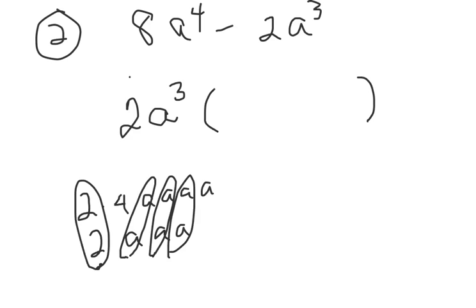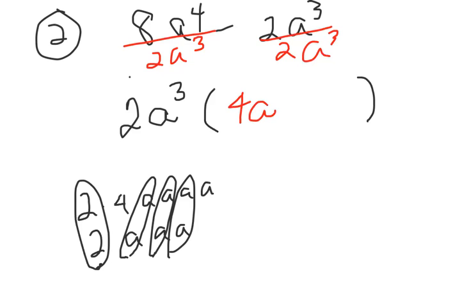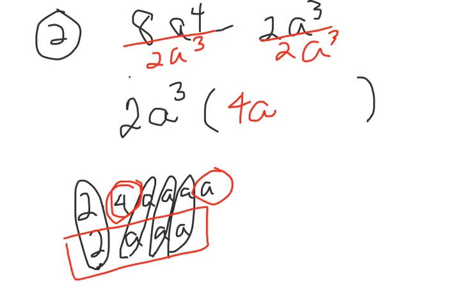Now, once you identify what they have in common, divide each term by the GCF to figure what's left over. So here, 8a to the fourth divided by 2a to the third will leave you with 4a. Additionally, if you go over here, guys, you will notice there's the 4 and there's the a. Now, if you notice with the second term, there's nothing left over. This is why it's a good idea, guys, to do division. Because if you take 2a cubed divided by 2a cubed, what are you left with? 1.